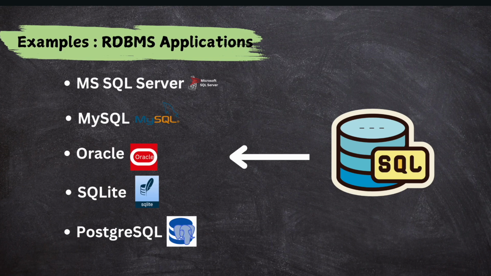First we have MS SQL Server, MySQL, Oracle, SQLite and PostgreSQL. Here MS SQL Server and Oracle are paid applications, and on the other hand MySQL, SQLite and PostgreSQL are open source. It means everyone can access these applications without any cost. And remember one thing, these are RDBMS applications. Maybe you can have some other applications as well, but you need to keep in mind that to interact with these applications we need SQL.